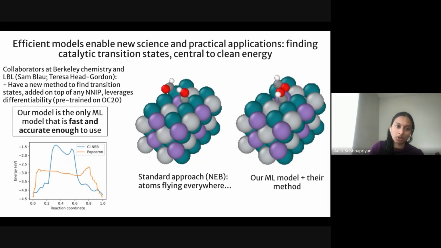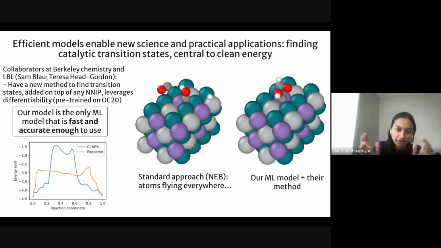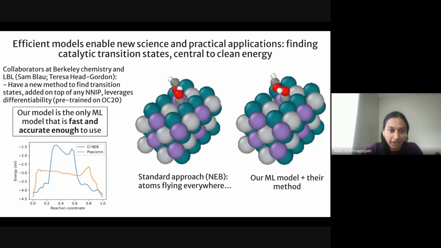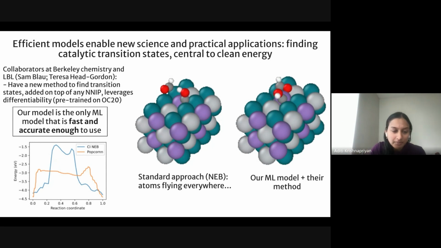So they ended up using our model because it was the only one that was fast and accurate enough to use. And this is just an example where on the left-hand side, the standard approach of doing nudged elastic band calculations has a lot higher energy, and the atoms are flying everywhere, and it's a little crazy. Whereas on the right-hand side, when they used our model and then added their new method on top of that, you get something a lot more sane. And the energy barriers are also a lot lower.